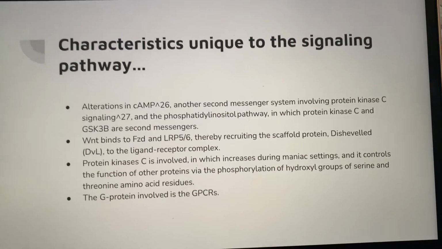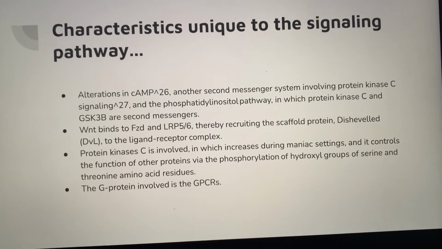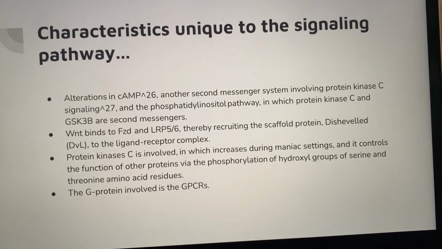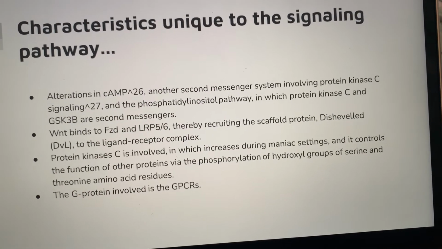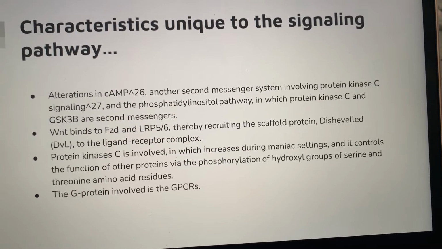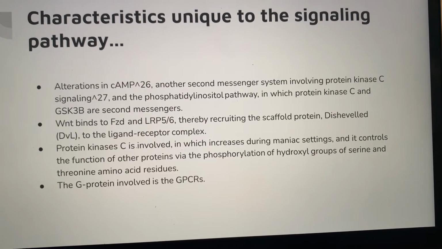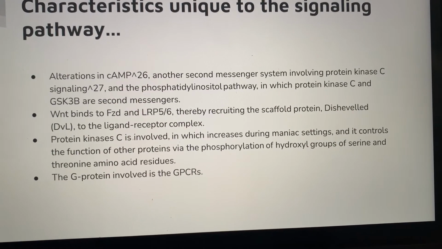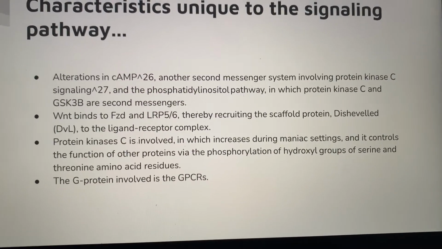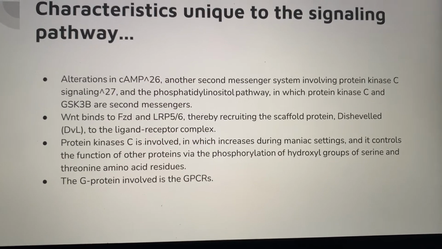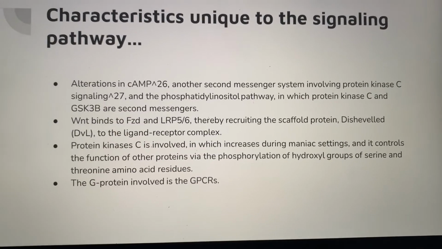Characteristics unique to the signaling pathway: there are alterations in the cAMP, another second messenger system involving protein kinase C signaling, and the phosphodiesterase pathway, in which protein kinase C and GSK3B are second messengers. WNT binds to FZD and LRP5/6, thereby recruiting the scaffold protein disheveled, DVL, to the ligand receptor complex. And when I show you the normal pathway drawing, you will see more of this, especially the scaffold protein, which comes in at the end at the ECM.